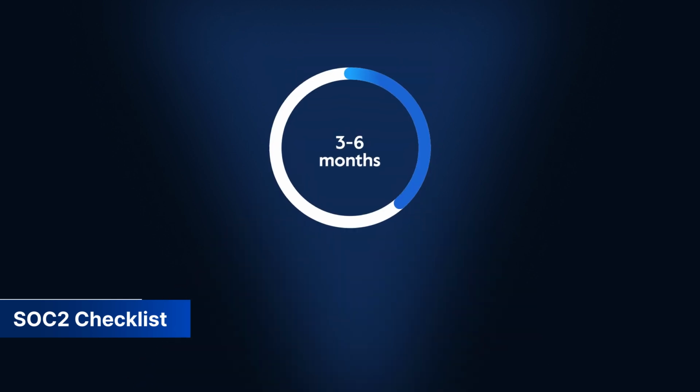The type of SOC 2 report you need is the second step. Like we mentioned previously, a SOC 1 report is a point-in-time report, which means it's great if you're tight on time. A SOC 2 report, since it's more extensive, does take longer, typically between 3 to 6 months.